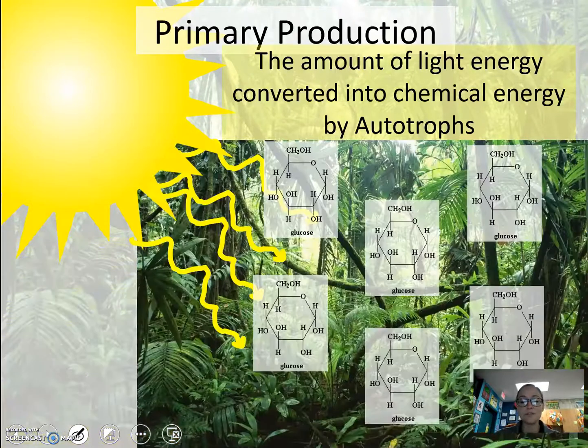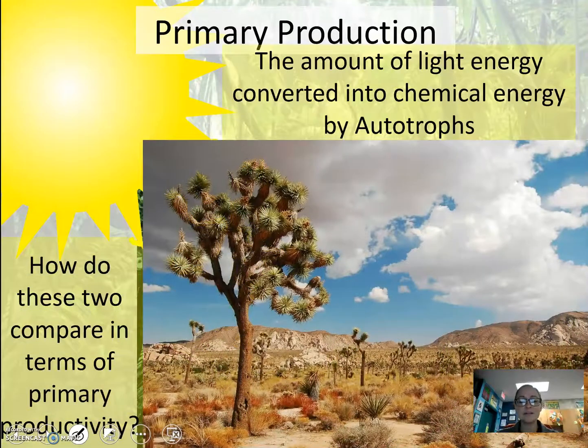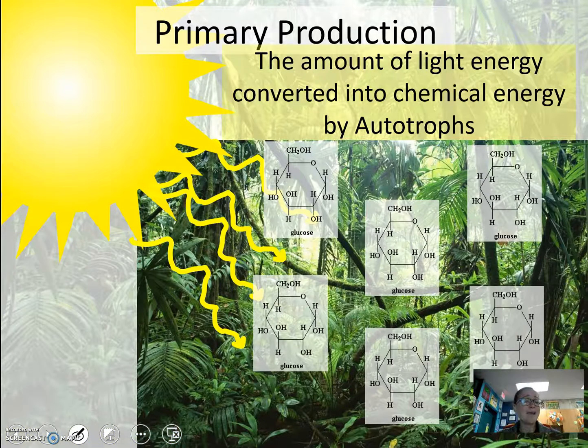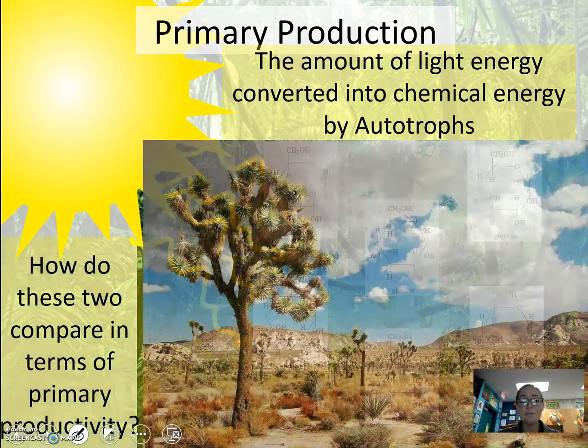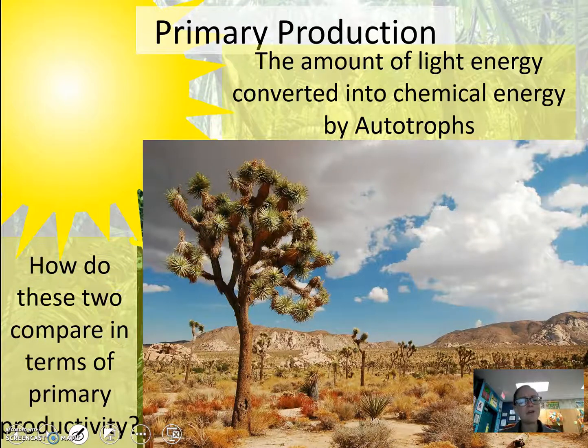Now when we look at this previous rainforest versus this desert, this baby Joshua tree here, how do we compare these two in terms of primary productivity? Like how much photosynthesis is happening? When we look at it, you can maybe make a guess that this rainforest ecosystem has a lot more primary production compared to this desert. Now, they both have ample amounts of sunlight. So now you have to think about, well, what are the limiting factors? How come this desert isn't full of plants doing photosynthesis if it's full of sunlight?